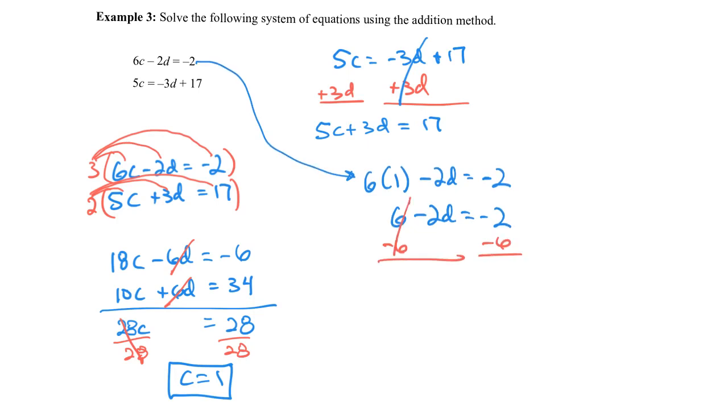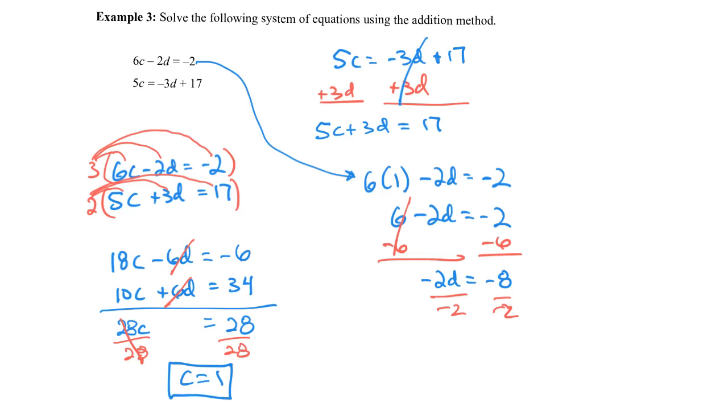That's gone, so you get negative 2d equals negative 8. Negative 8, right? Because if you start with negative 2 and you subtract 6, like if you're $2 in debt and you borrow another $6, now you're $8 in debt. I want to get d by itself, so I divide by negative 2.